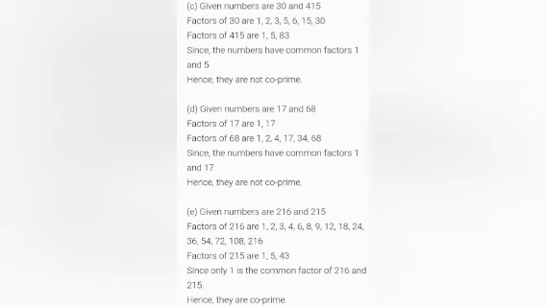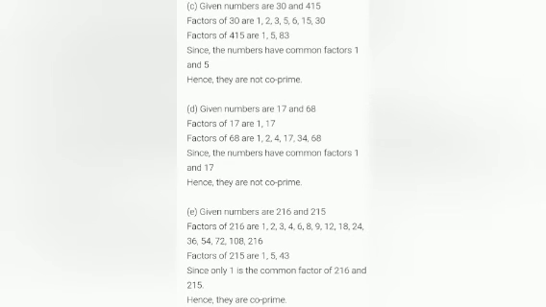See next numbers are 17 and 68. 17 factors are 1 and 17. 68 के क्या हैं? 1, 2, 4, 17, 34 and 68. Common factors are 1 and 17. So they are not co-prime numbers.